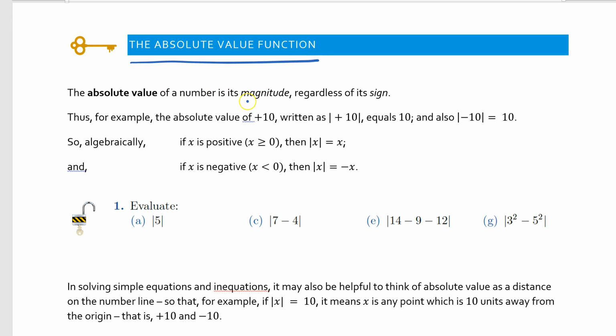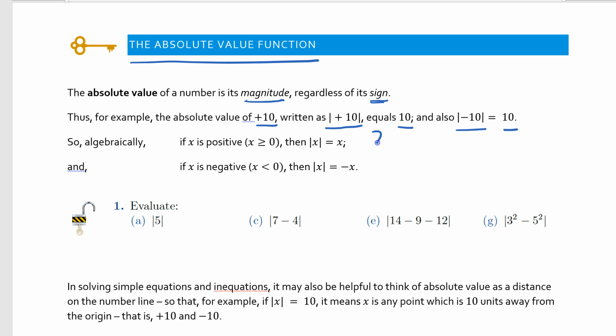Absolute value of a number is simply its magnitude, so we essentially ignore its sign. So for example, the absolute value of plus 10, and we write absolute value with these two vertical bars, is just 10, so no sign. And the absolute value of negative 10 is also 10.